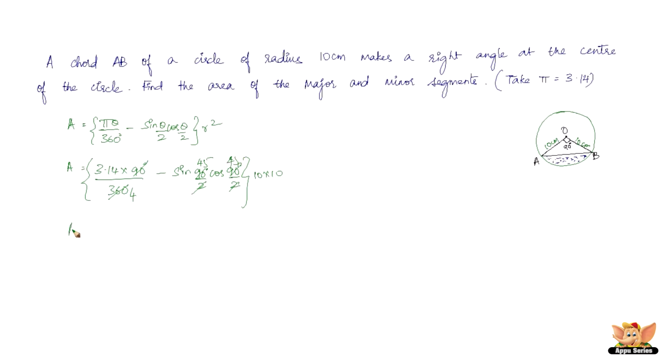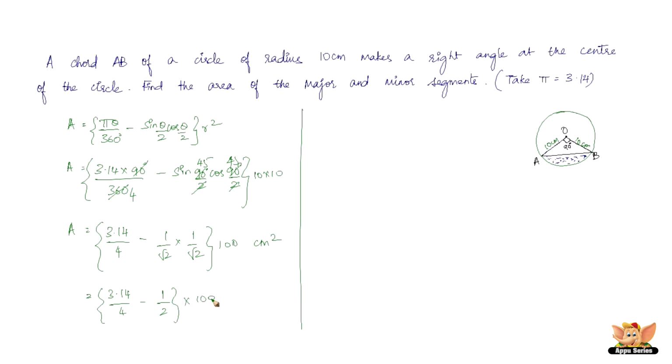So as a result we've got A equals 3.14 over 4 minus sine of 45 degrees, which is 1 by root 2, times cos 45, which is also 1 by root 2. The whole thing inside a bracket multiplied by 100, right? So this is centimeters square because the whole thing is the area. You calculate it, you get the area. So the next step is 3.14 over 4 minus root 2 times root 2, which is just 2, so therefore it's just 1 by 2. So the whole thing multiplied by 100.